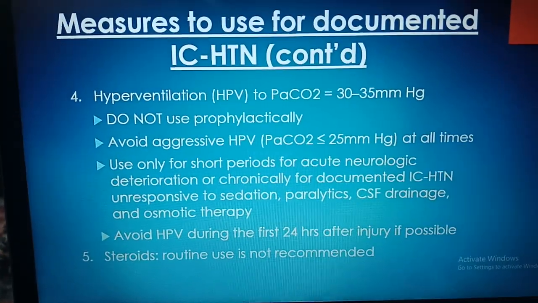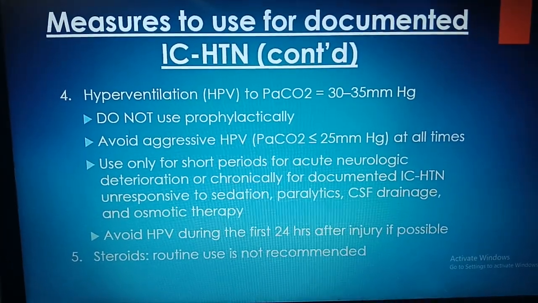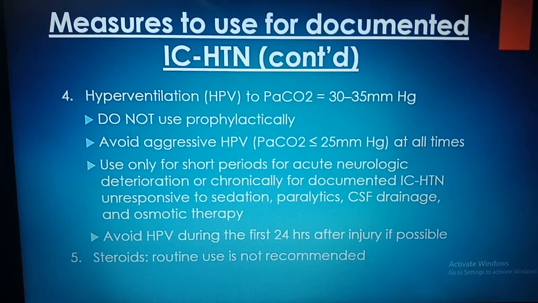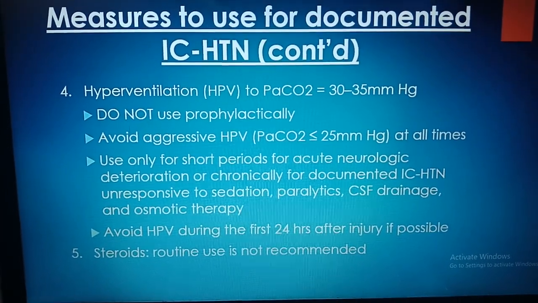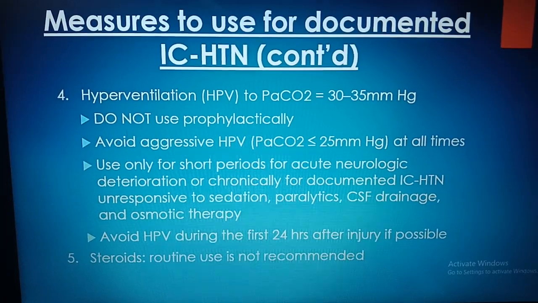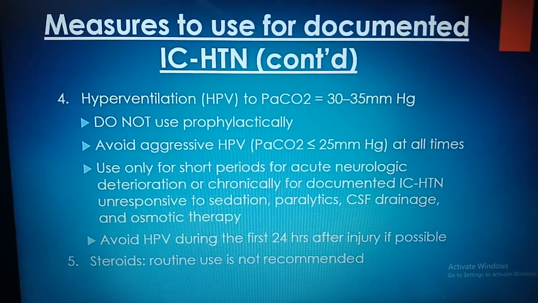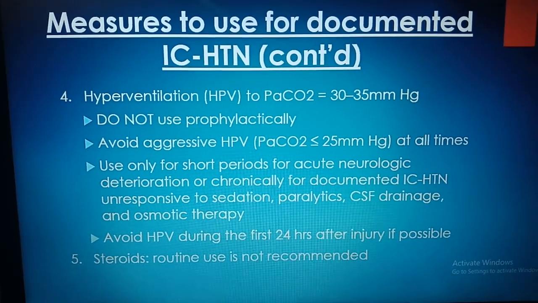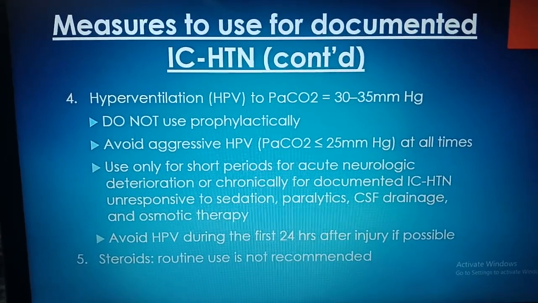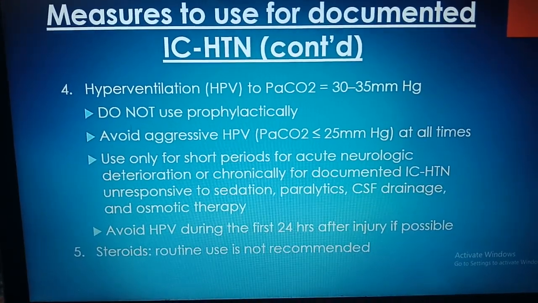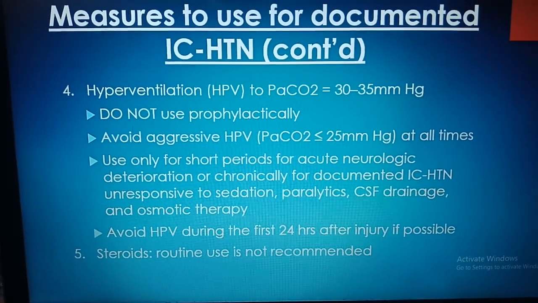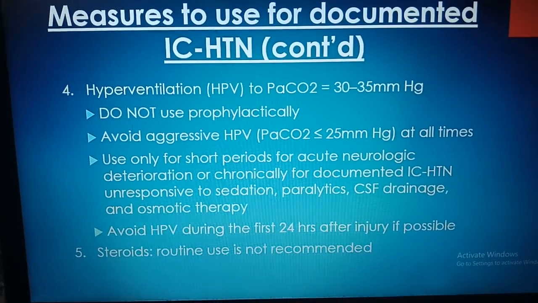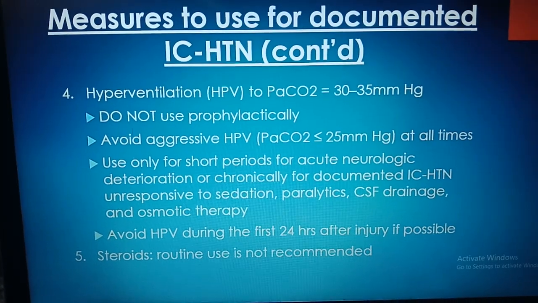Now let's come on to the concept of hyperventilation. Basically, hyperventilation is said when carbon dioxide partial pressure is around 30 to 35 millimeter of mercury. You do not use it prophylactically. I have stressed it a lot of times. Avoid aggressive hyperventilation. That is, you don't have to decrease the carbon dioxide to less than 25 millimeter of mercury.